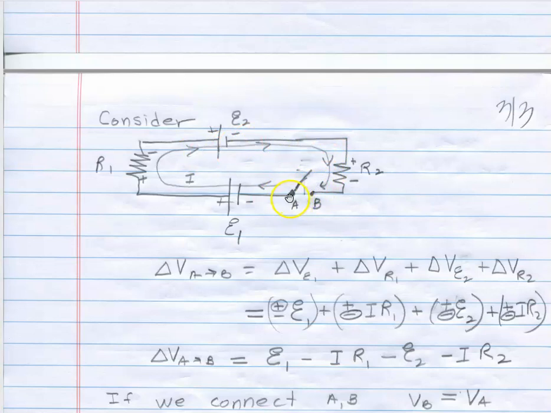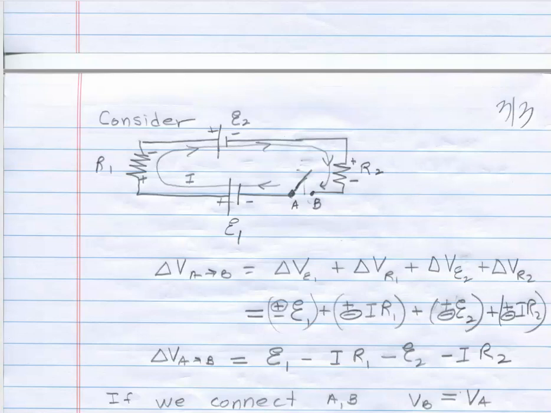So I want to calculate the potential difference in this situation from A to B, and that's going to be the voltage drop across E1, voltage drop across the resistor R1, voltage drop across E2, voltage drop across R2, and then I'm at B. So that's going to be the sum of those.